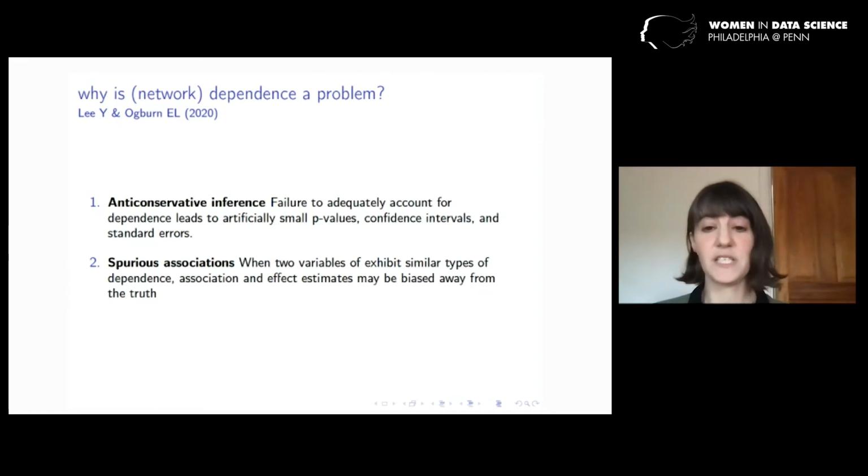If we're specifically interested in estimating the association, correlation, or causal effect between two variables, let's say x and y, and if both x and y exhibit similar patterns of dependence, then even if x is independent of y, if we fail to account for the dependence within x across network nodes and within y across network nodes, then the dependence can give rise to spurious association estimates. This means estimates that are concentrated away from the true value.